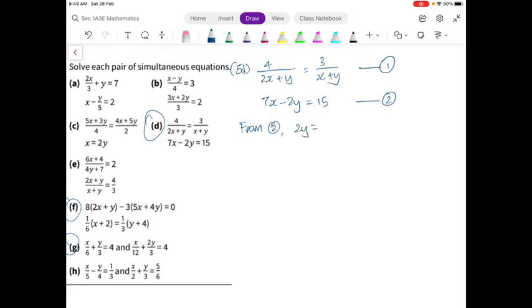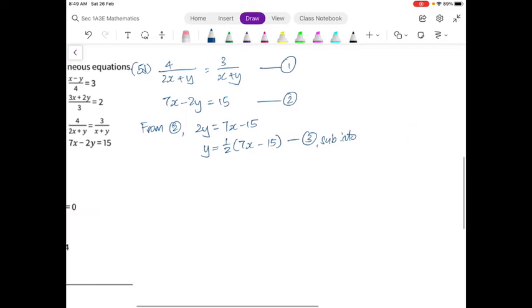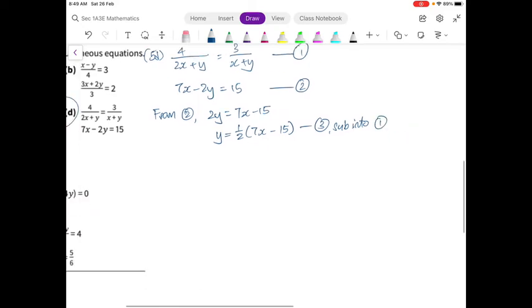So 2y has a value of 7x minus 15. Divide by 2 everywhere. So y = (7x minus 15)/2. We call this equation number 3, and we sub into, same thing, the equation that is not used, in this case equation number 1.